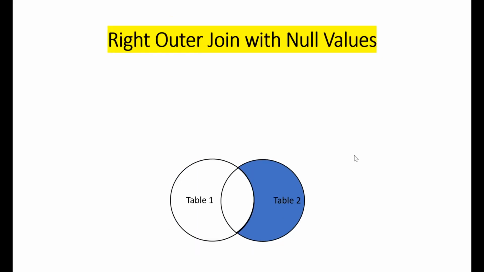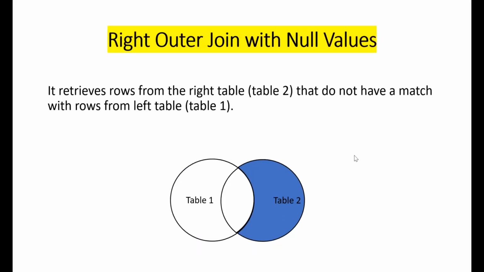Now we have right outer join with null values. So it retrieves rows from the right table, which is table 2, that do not have a match with rows from the left table, which is table 1. For example, for the normal right outer join, we display all values from table 2, the right table, and the corresponding values in table 1. So if there is no match, we will have null values. For the right outer join with null values, we will display only the rows in table 2, the right table, that do not have a match in table 1.